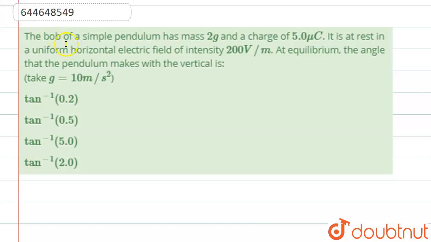Well, hello students. Now we're going to see this question. The question says that a bob of a simple pendulum has mass 2 grams and charge 5 microcoulomb. It rests in a uniform horizontal electric field of intensity 200 volt per meter at equilibrium. The angle which the pendulum makes with the vertical is. So we need to find the angle which the pendulum makes with the vertical.